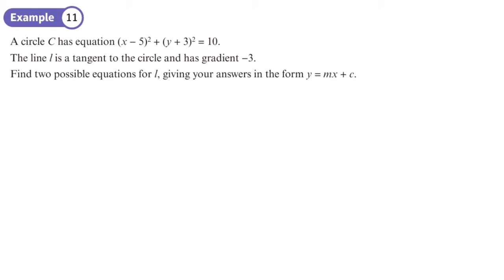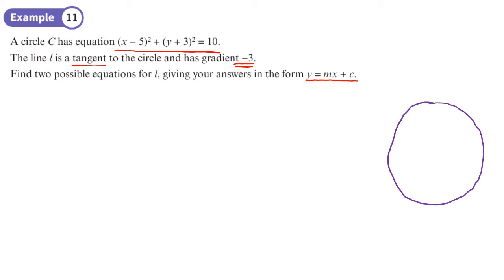Okay, so we've got the equation of a circle here. The line L is a tangent to this circle and has gradient -3. Find two possible values for L, giving your answer in the form y equals mx plus c. So I'm going to draw a sketch again, I like sketches, so I can see what's going on. So I've got a line which is a tangent to this circle, so it's just touching at one point there. And the gradient of this is -3. And this is going to involve the radius, because I can work out the center of the circle, and that is going to help me work out possible values for the equation of this line.